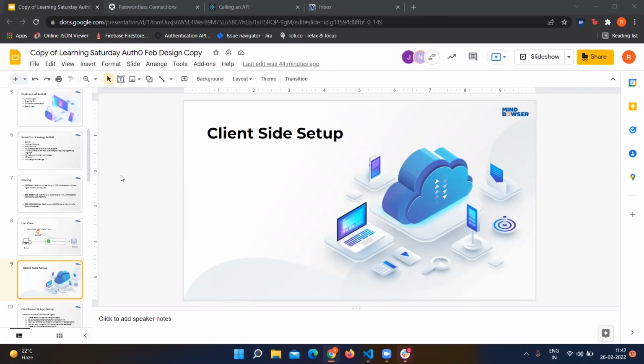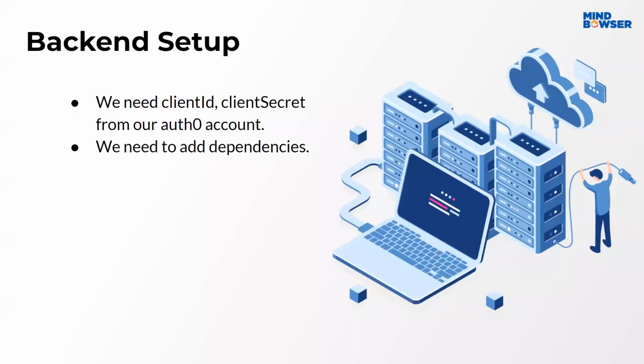So let's see how backend setup works with Auth0. For the backend setup, as Ronak earlier mentioned, we need a client ID and secret ID to implement the login mechanism on the front end. Same as that, we need those keys on the backend as well to validate and get the tokens and everything. We also need one dependency to read the JWT token issued by Auth0.